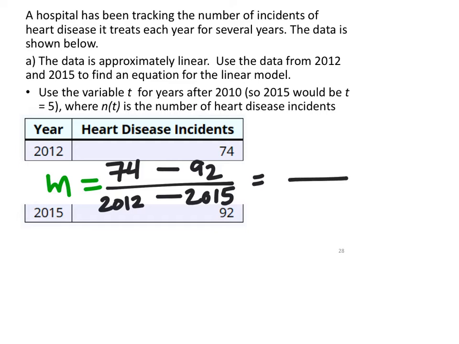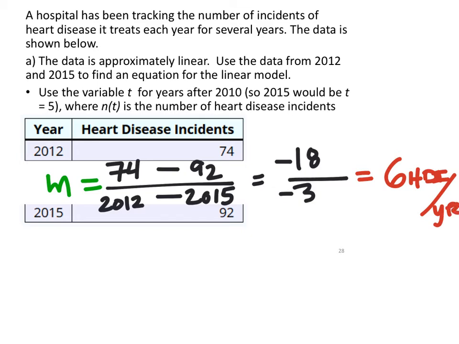So this ends up being negative 18 over negative 3, which really simplifies into 6. If you had reversed those, you would have gotten a positive 18 over positive 3. That's the only difference on that. But you still end up with 6, which is nice. So the average is 6 heart disease incidents per year on this one. I kind of ran out of space right there. Well, that's the slope, by the way, and I probably should have drawn it in green, but whatever.